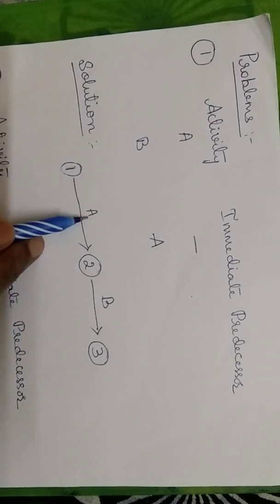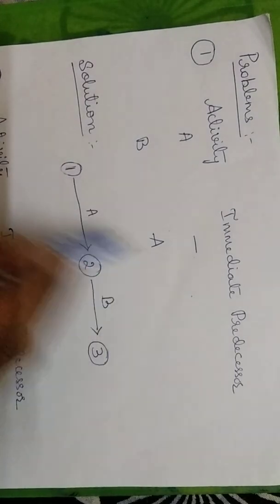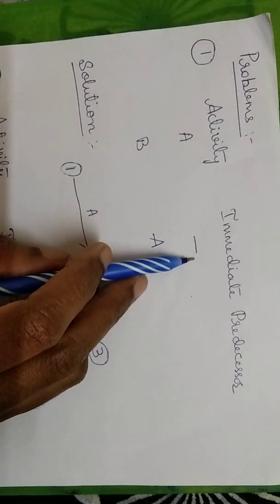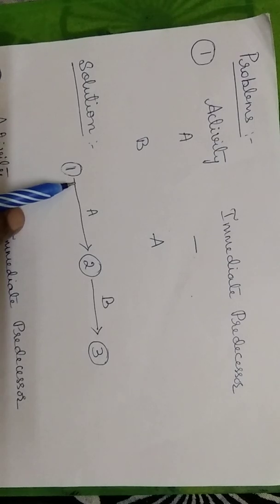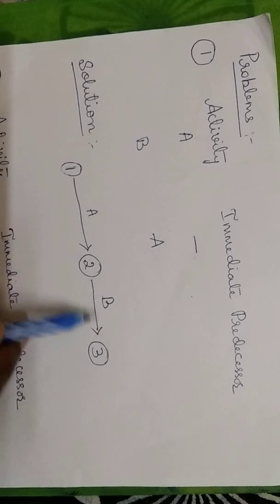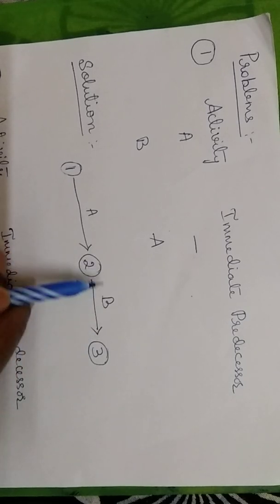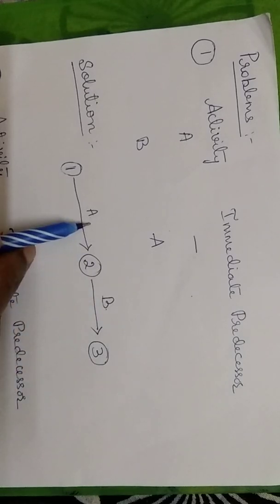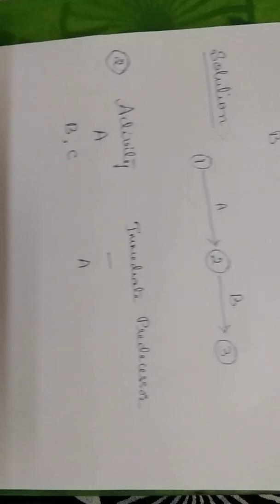A is the activity which doesn't have any immediate predecessor, so this is the starting point. Usually when you don't have any immediate predecessor, that will be the starting point. So from 1 to 2, the activity A is completed, right? After completion of A, I will be able to start with activity B. The successor to A is B, and the predecessor to B is A. So this is how the first problem is solved.